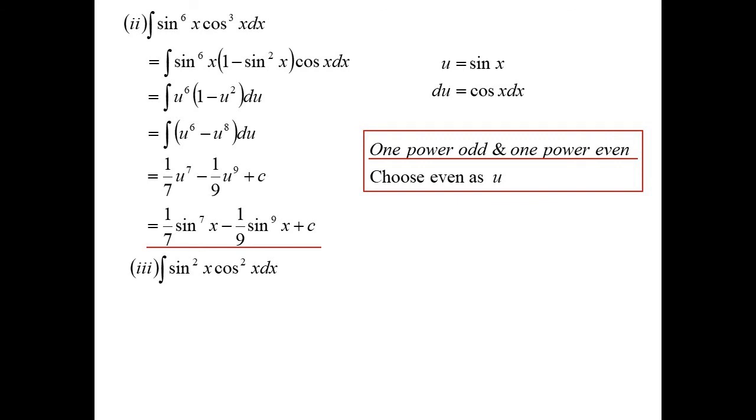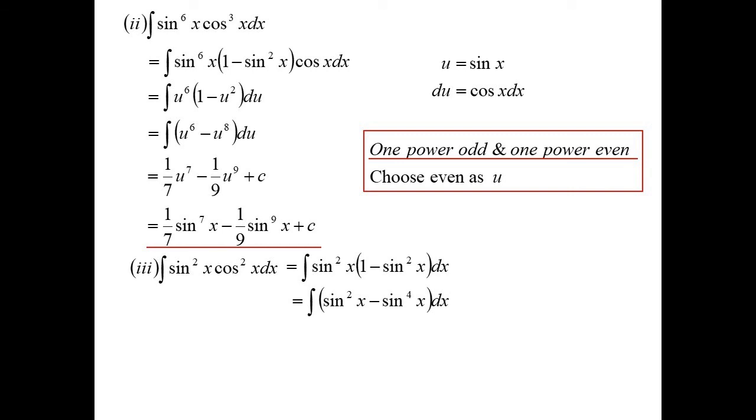Well, that just leaves if they're both even. So sine squared, cos squared. I've picked the lowest even numbers that I can for this one. Okay. One of those I will change to the other. I could have just as easily gone sine squared as 1 minus cos squared. It doesn't really matter. So I've changed my cos squared to 1 minus sine squared. Then I can expand out.